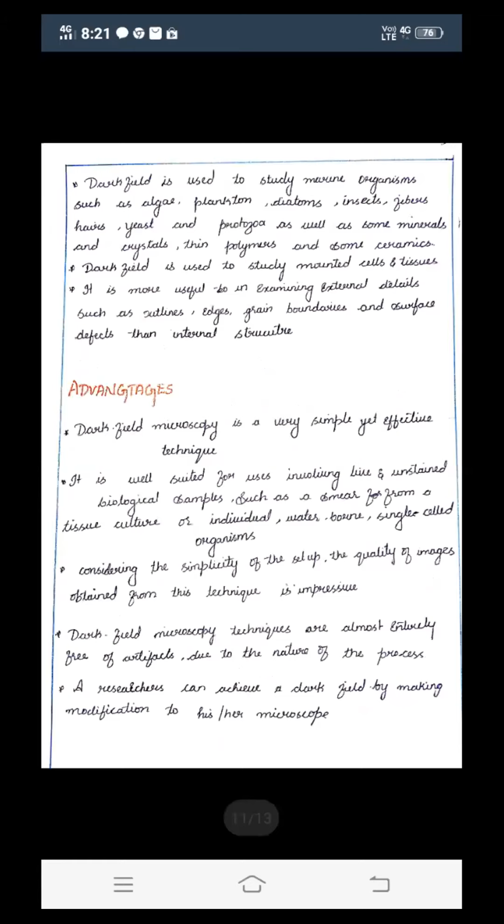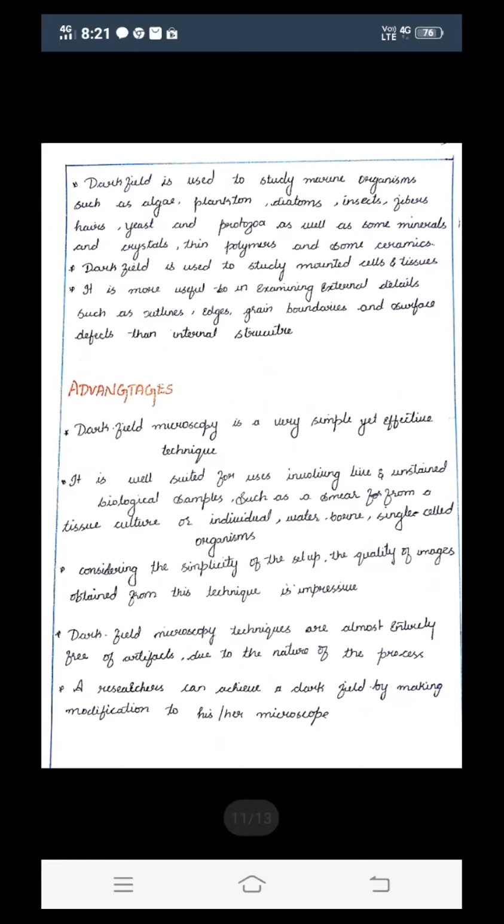The dark field microscope is used to study marine organisms. In this dark field microscope, we can also study marine organisms such as algae, plankton, diatoms, insects, fibers, yeast, and protozoans, as well as some minerals and crystals. Thin polymers and some ceramics also we can study with the help of dark field microscope.